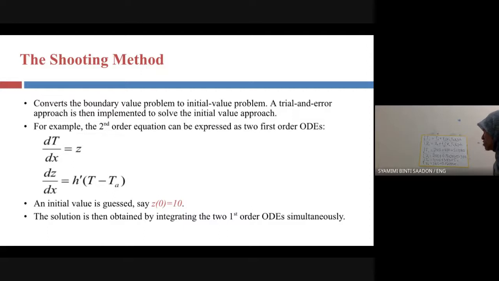So maybe in the second round of calculation, we have to assume a different T prime 0. Just now we assumed 200, right? So we have to assume something smaller so that we can get a smaller solution. And then from both of these solutions, we do interpolation, and we will approach the exact solution. Do you understand? Okay.